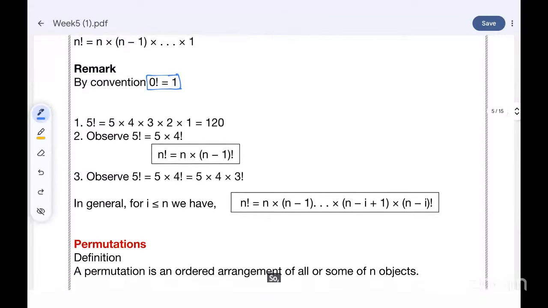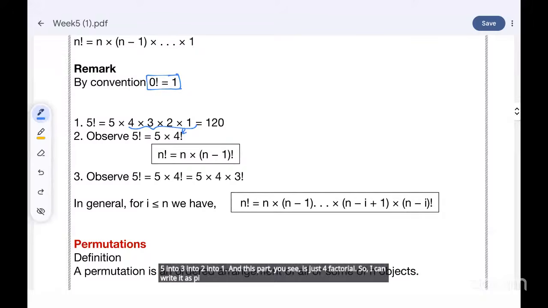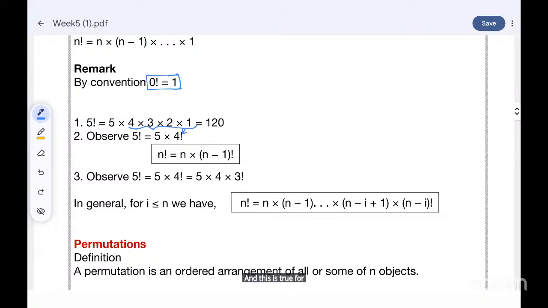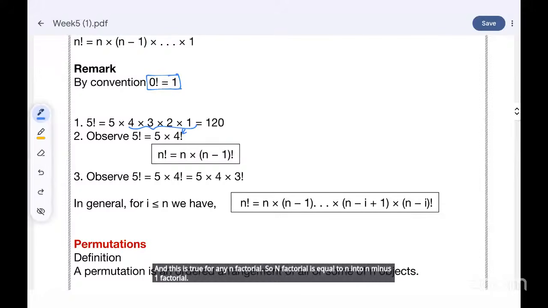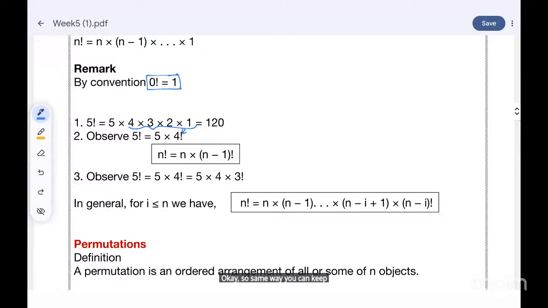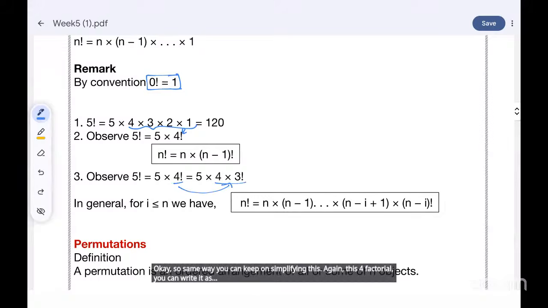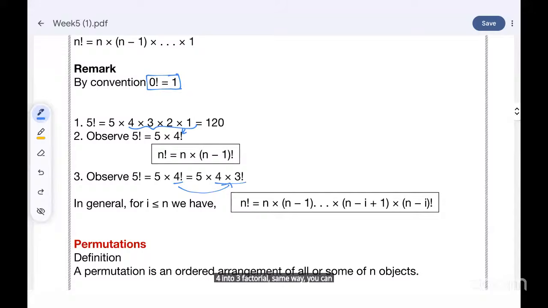We need a few relations between these factorials for some problems later on. So 5 factorial means 5 into 4 into 3 into 2 into 1. And this part is just 4 factorial. So I can write it as 5 into 4 factorial. And this is true for any n factorial: n factorial is equal to n into n minus 1 factorial. In the same way you can keep on simplifying. Again, 4 factorial you can write as 4 into 3 factorial, and keep reducing again and again.